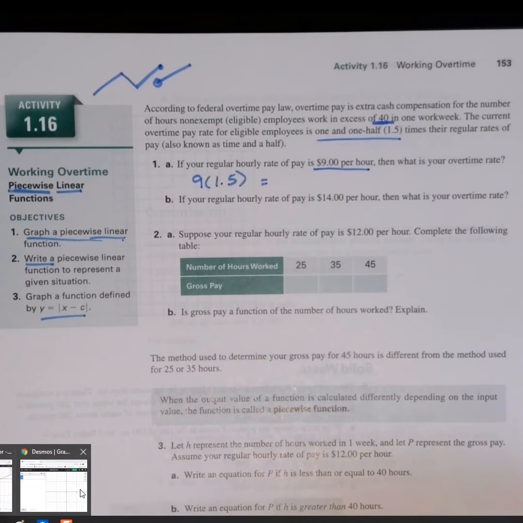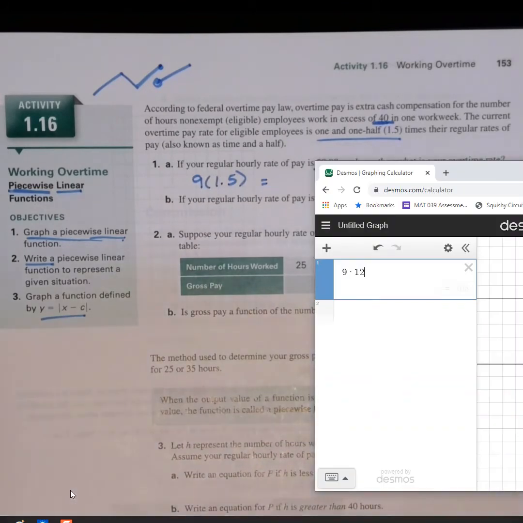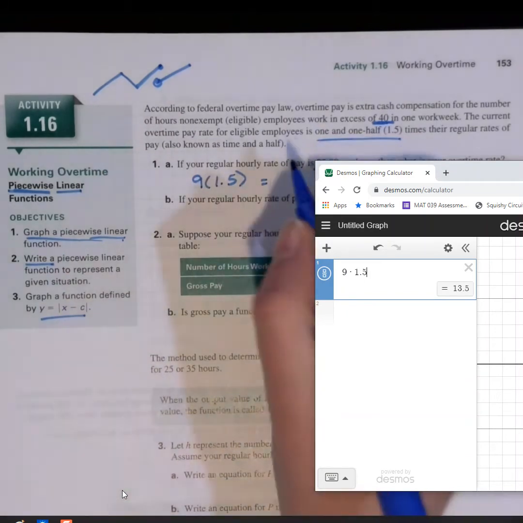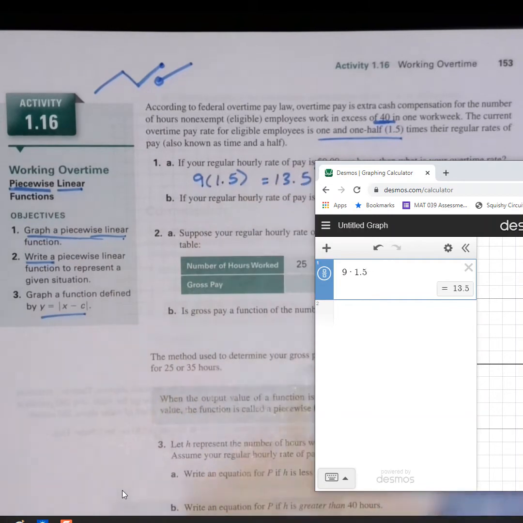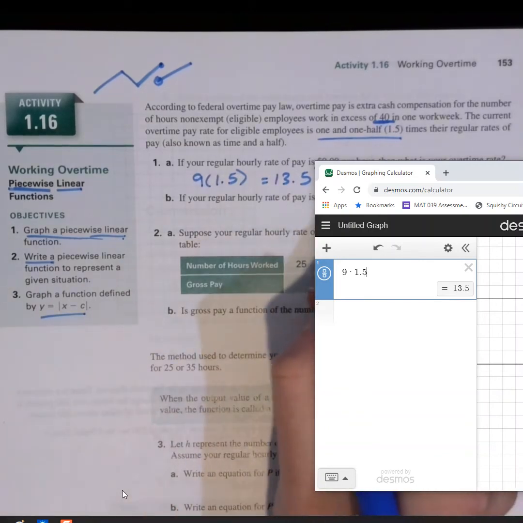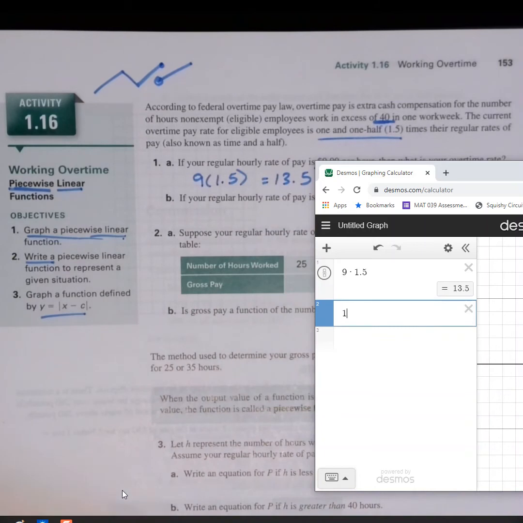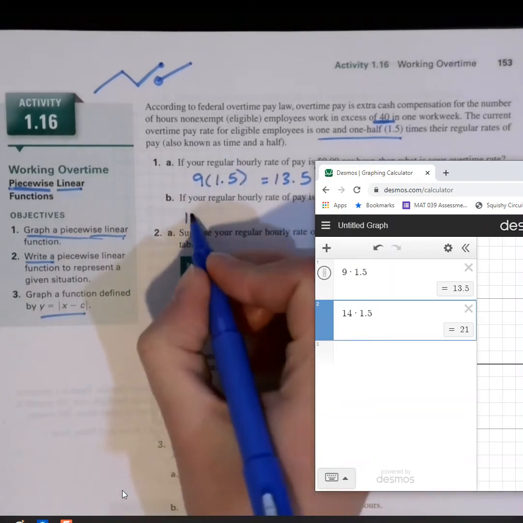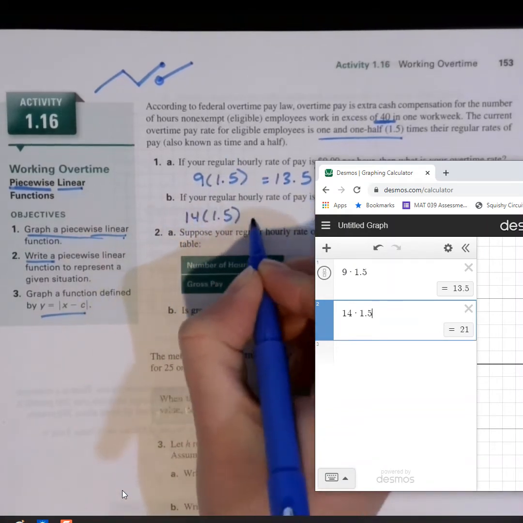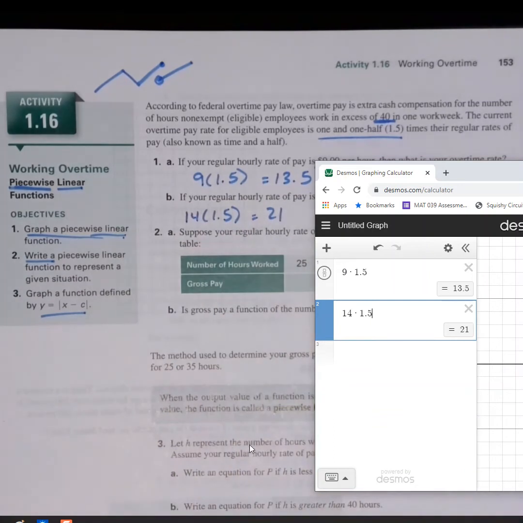We can calculate that over here just to check. 9 times 1.5 is $13.5. So because it's $13.5, I made a mistake in my calculation. If I made $9, I would make $13.5 per hour. If my regular rate was $14 per hour in the next one, let's calculate that one as well. 14 times 1.5 would give us, this one should be 21. Oh, good, it is. $21 for our overtime rate.